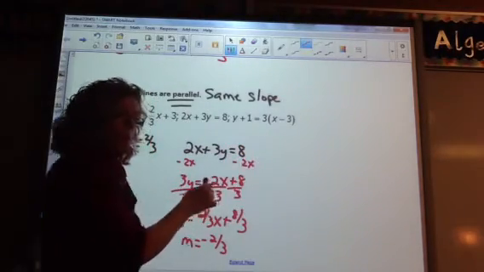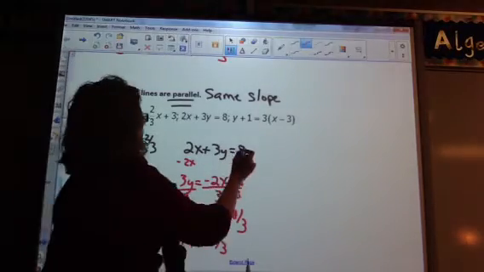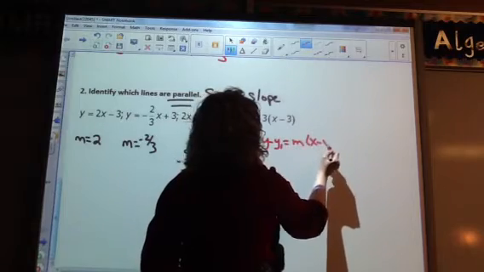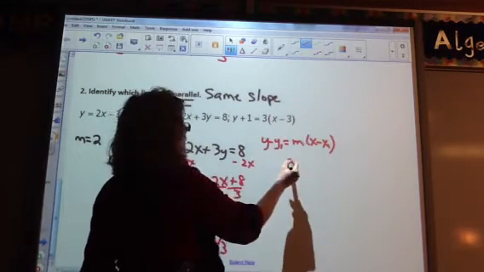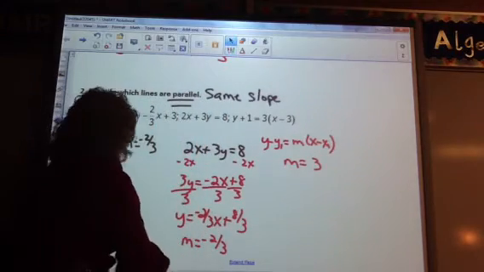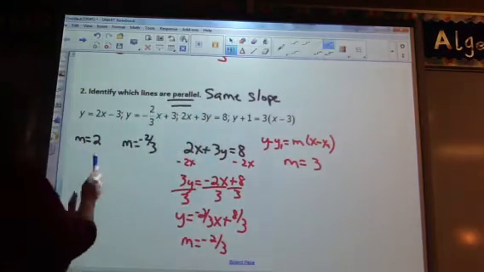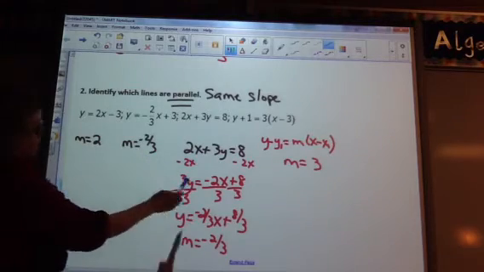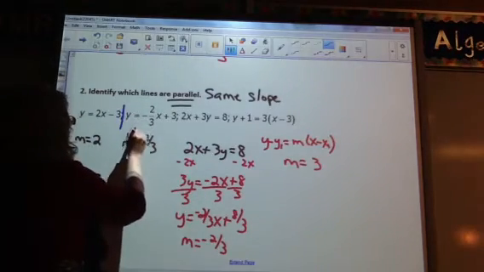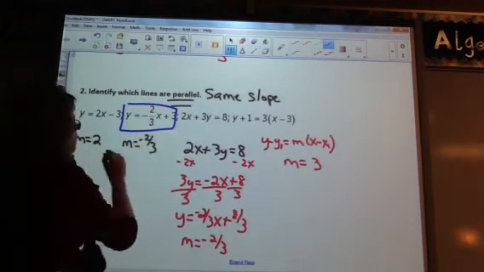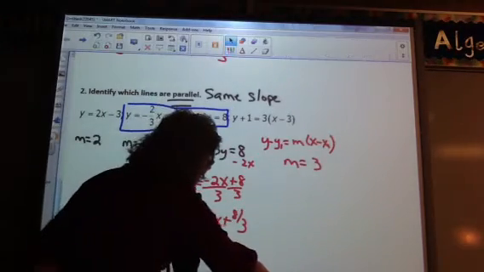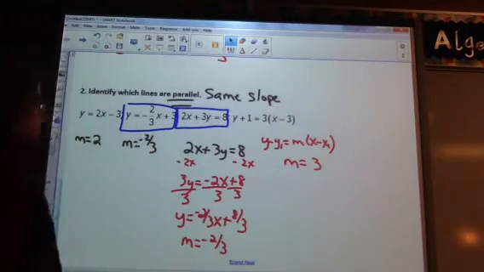And then let's look at this last one. This last one we have in the point slope formula. Remember, that's this. So our slope on this last one is 3. Okay, so which ones are parallel? We have a slope of 2, slope of negative 2/3, negative 2/3, and slope of 3. So the only ones parallel are this equation and this equation. Why? They have the same slope and they have different y-intercepts.